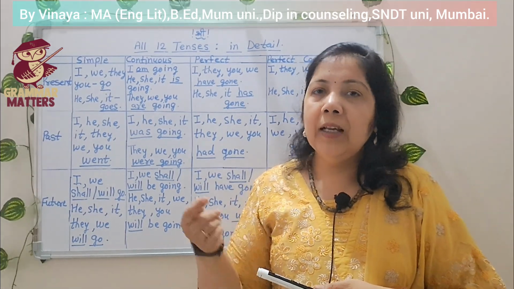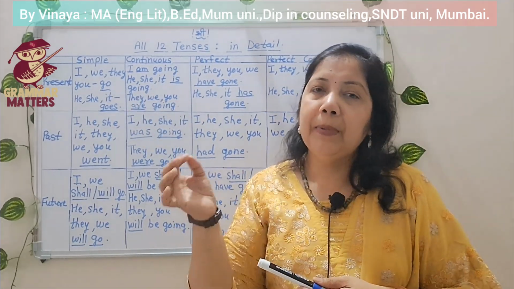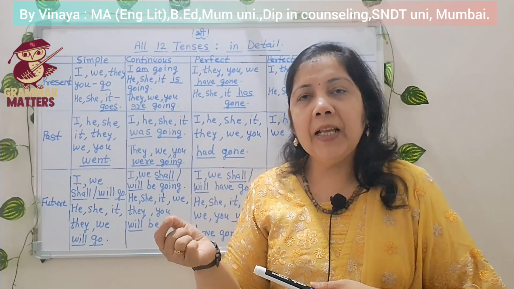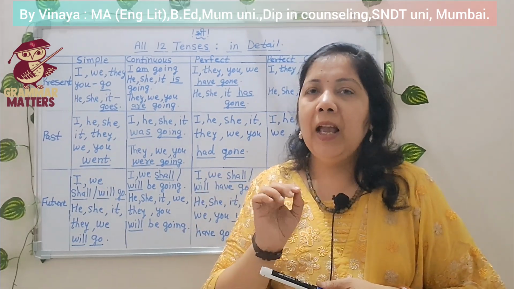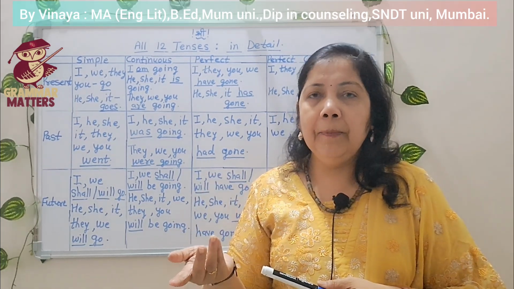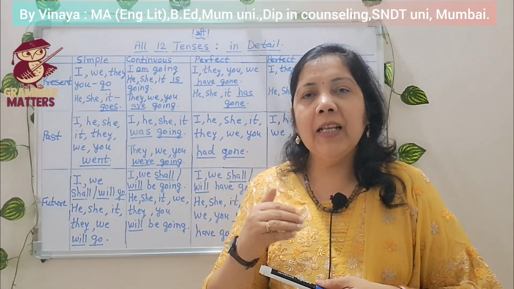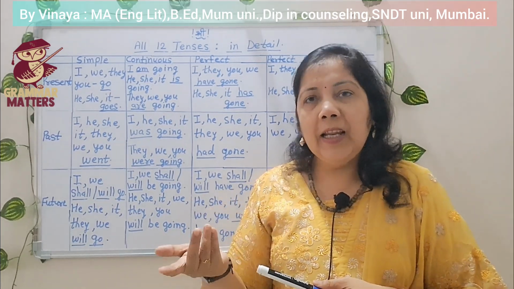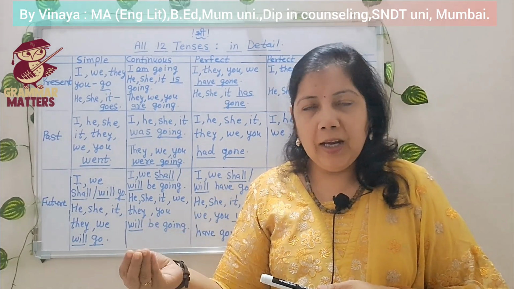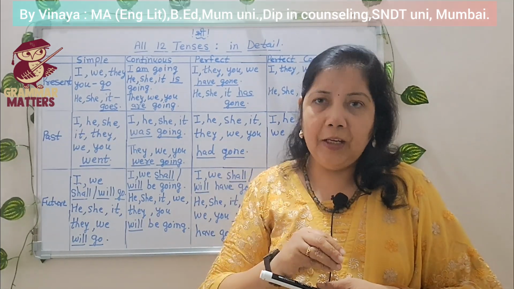Now one more thing: instead of these pronouns, we can place nouns also. We can replace any pronoun with a noun. For I, we have to take I only. For he, instead of that we can say Radha. Any name, sorry, he is a boy or a man, so it will be Ramesh.